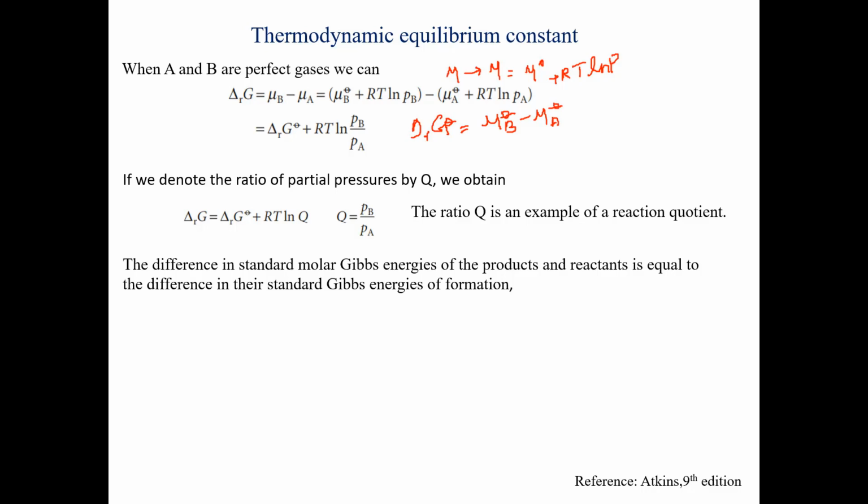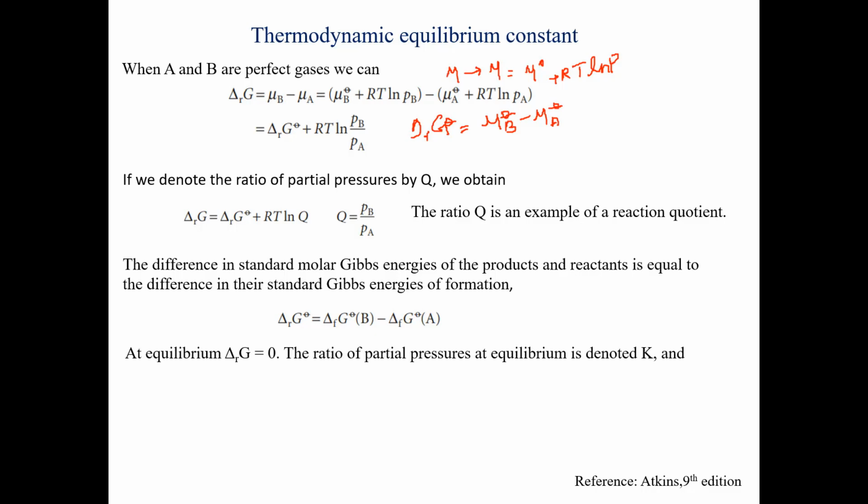The difference in standard molar Gibbs energy of product and reactant is equal to the difference in their standard Gibbs energy of formation. So, the standard Gibbs energy of reaction can be written as the Gibbs energy of formation of products minus Gibbs energy of formation of reactant. And at equilibrium, the value of delta RG becomes equal to 0, and the ratio of partial pressures at equilibrium can be denoted as K. Then the equation turns out to be this particular equation.